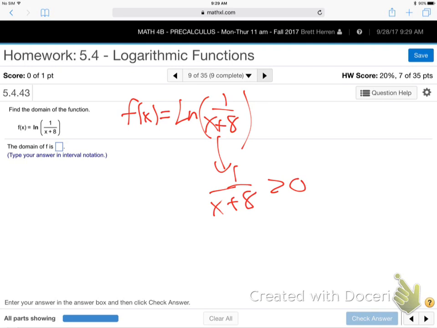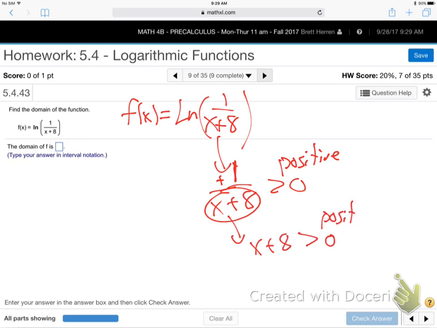So how do we do that? How can that fraction be greater than 0? Greater than 0 means positive. How can that fraction be positive? Well, the top is positive 1. So basically, as long as the bottom is positive, positive over positive will be positive, right? So basically, it's just saying x plus 8 has to be greater than 0. You've got to be positive.